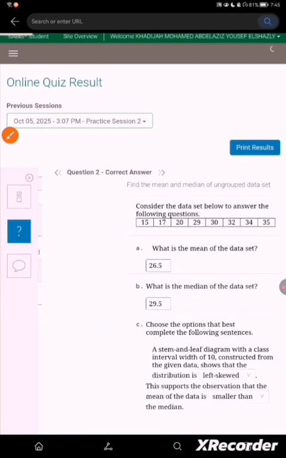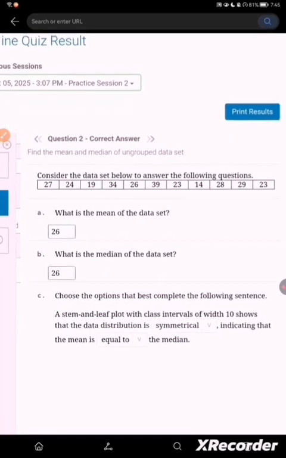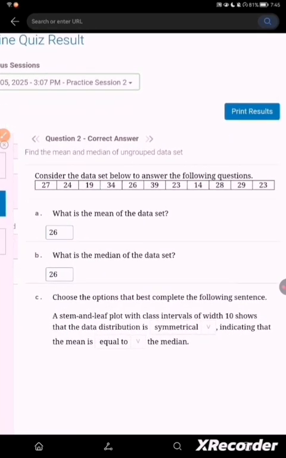Okay. Moving on to question number 2. They gave you another data set. They asked for the mean and median, and they asked once again for a stem and leaf plot. Okay? Now this data set consists of 11 values, okay?